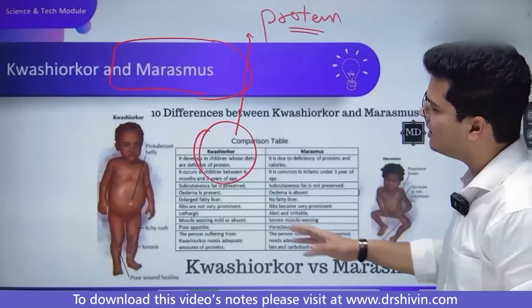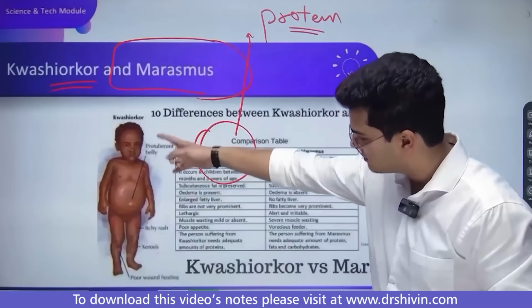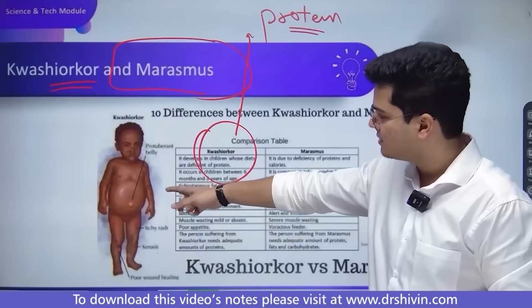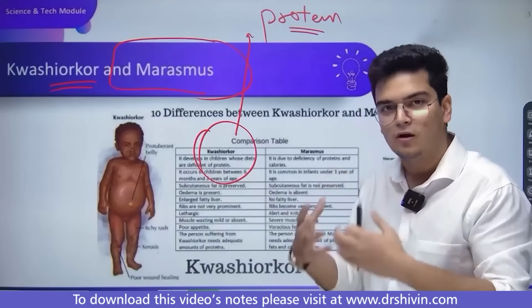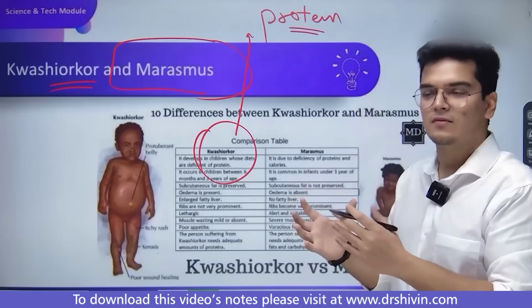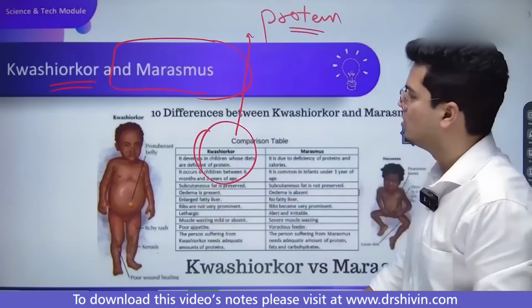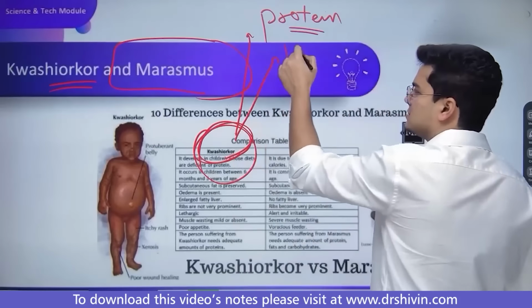If you have protein deficiency, you will get kwashiorkor. Kwashiorkor maybe looks like this. Okay, as you can see, a lot of edema is happening. It's a swollen body, and he will not be attentive. His development will not be proper. All you need to remember for the prelims, kwashiorkor is protein deficiency.